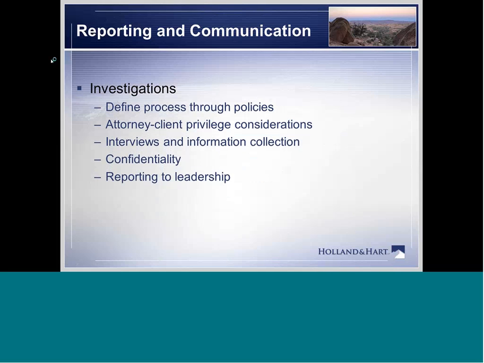In reporting and communications, investigations are also part of that component. Investigations should have a process. There should be a method by which you conduct your investigations. So define that process in a policy, how that starts, who leads it, what that process looks like, what ultimately the outcome should be, if there are different options, written investigation report, description of corrective action taken. Your policy should just walk through all of the elements of an investigation.